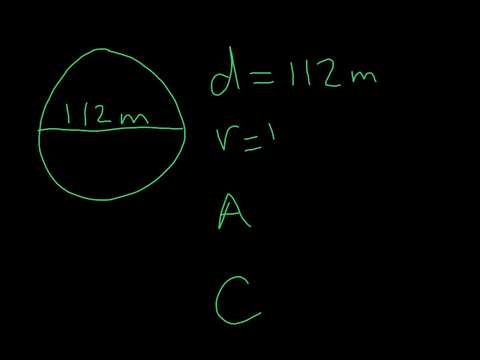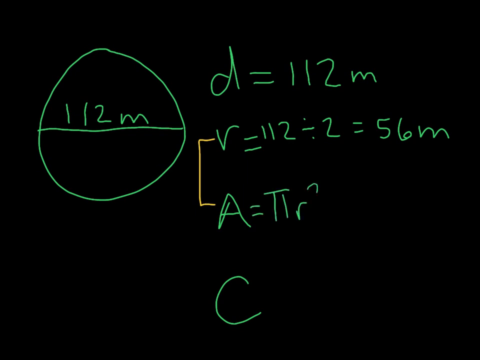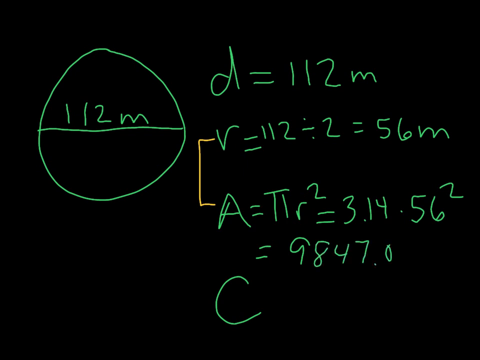My radius is going to be the diameter divided by 2, so 112 divided by 2, which is 56 meters. Now, like I mentioned before, my radius helps me find my area. Pi r squared is the formula we use. So I have 3.14 times 56 squared. Type that into my calculator, and I got, for an area, 9,847.04 meters squared.